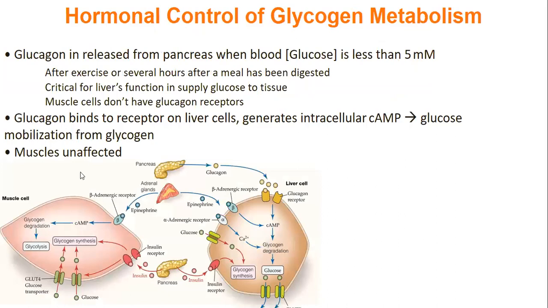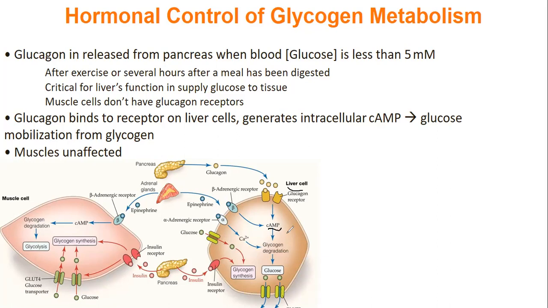So we're going to go over these hormones, and these series of slides are going to be the last ones for test one. When you have low blood glucose, less than 5 millimolar, after you have exercised or it's been many hours since you last digested food, your blood glucose will drop and your pancreas will release glucagon. What glucagon does is go and interact with the liver. Your liver cells have these glucagon receptors. Once glucagon binds on the outside, cyclic AMP is released on the inside of the cell. We just saw what cyclic AMP does a few slides ago and at the end of Tuesday. It's going to ramp up glycogen degradation.